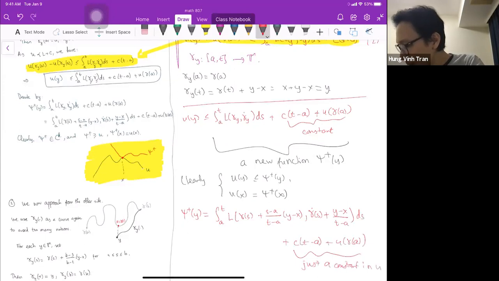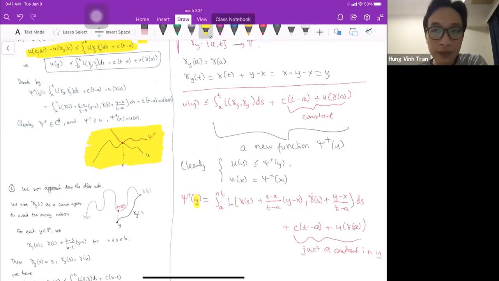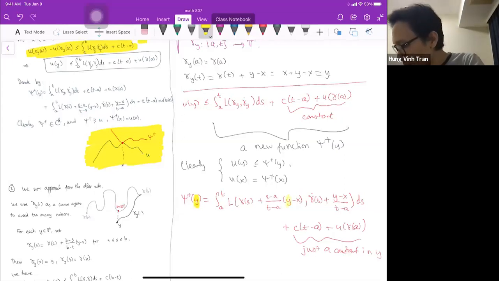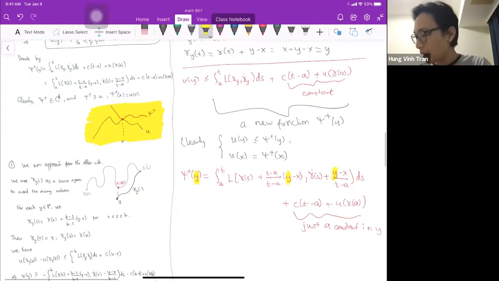Again, this is just a constant in y, okay? So now let me highlight where y occurs. Y surely occurs in the Lagrangian term, in both the position term and the velocity term. That's all. And gamma is our given part, which is C^k. We have proved that any minimizer is C^k, so that's good. I'm not worried about it at all.